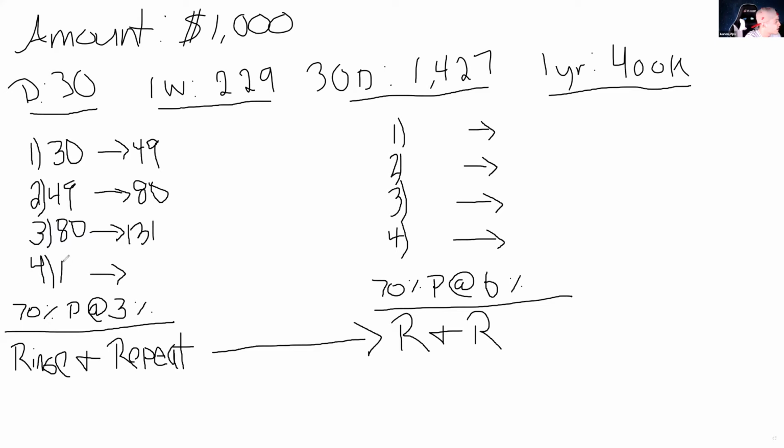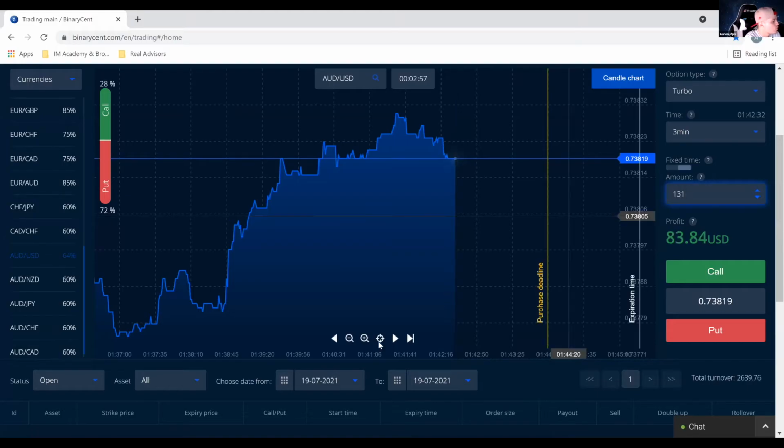Now your fourth trade will be 131, and once you go back to your broker account, you're going to see your fourth and final trade. $131 plus 83. So you make about 214, okay? That's your full profitability at the fourth trade, okay?